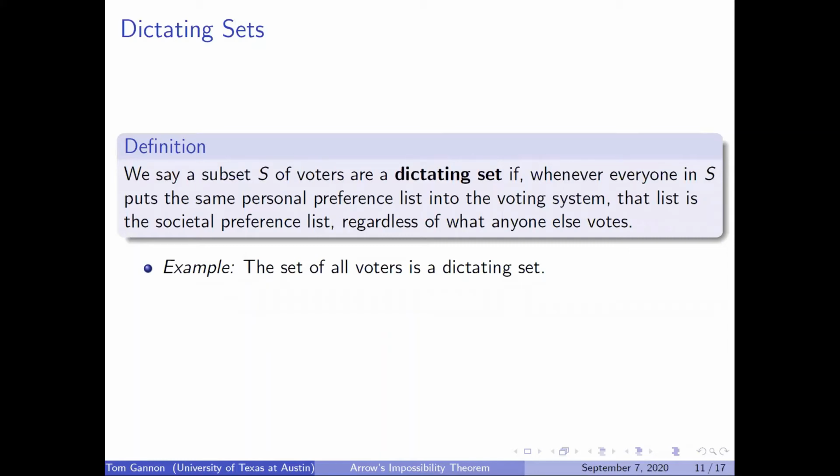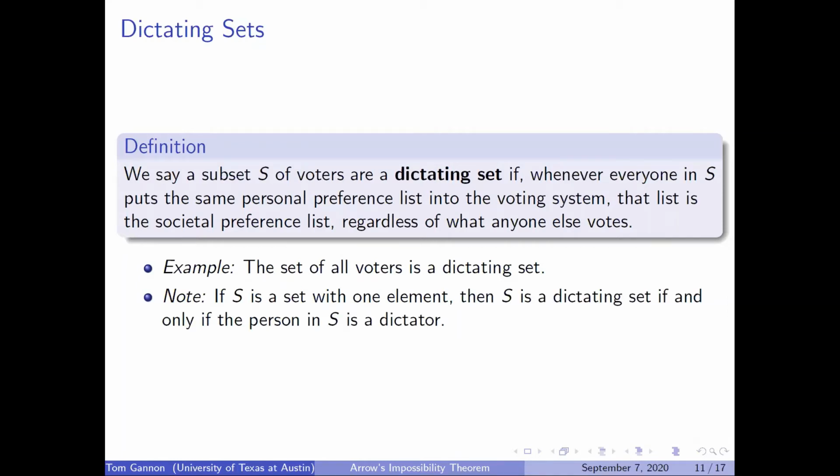By Pareto, absolutely. Two people said by Pareto, and you're totally right. Pareto is by definition equivalent to saying the set of all voters is a dictating set. And note now, if S is a set with one element, then S is a dictating set if and only if the person in S is a dictator, right? If the set of one person is a dictating set, then by definition, the person in the set is a dictator, because if they put in a personal preference list, then the list that comes out is a societal preference list. That's the definition of dictating set. So that shows the only if direction, and the if direction is pretty similar.